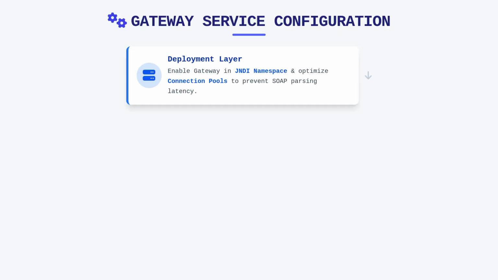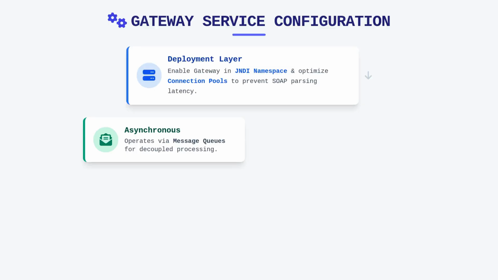Within the FLEXCUBE console, you will interact with the gateway maintenance screens, where you define the service integration points and associate them with specific service providers. This is where you specify whether the integration should operate in an asynchronous mode through a message queue or synchronously, which provides an immediate response to the calling system.